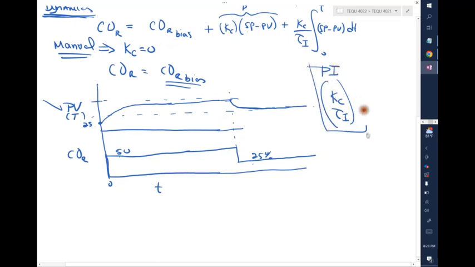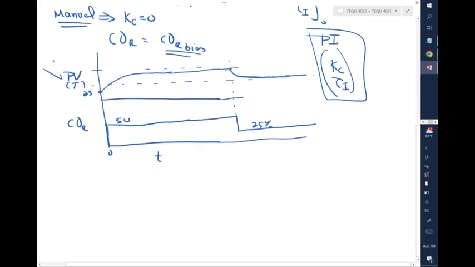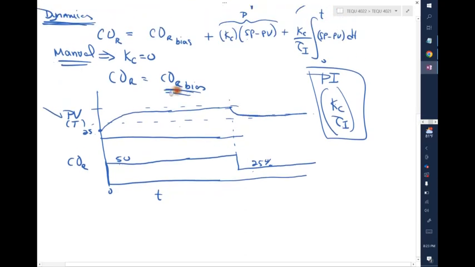How do you do that? Using this technique, where you are running the dynamics of this system in what we call open loop. This is what's called open loop. You are not controlling anything, you just establish a bias and you let it go.